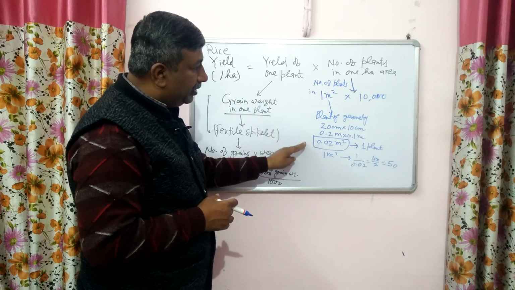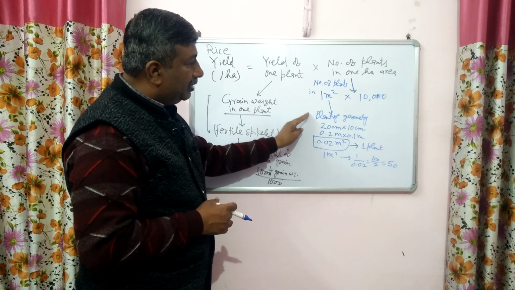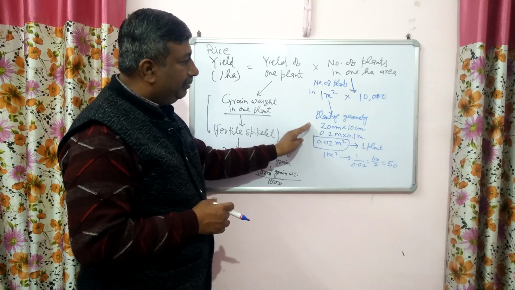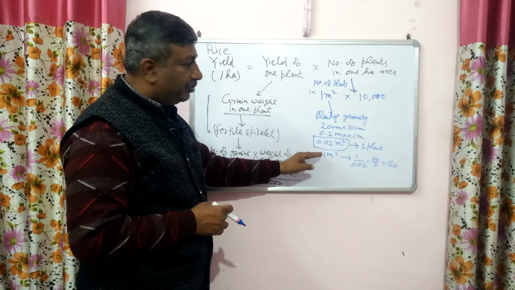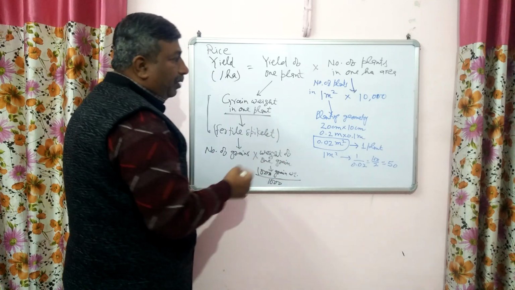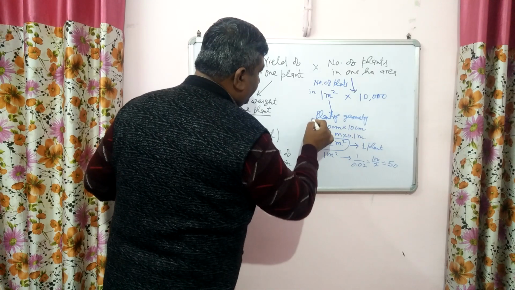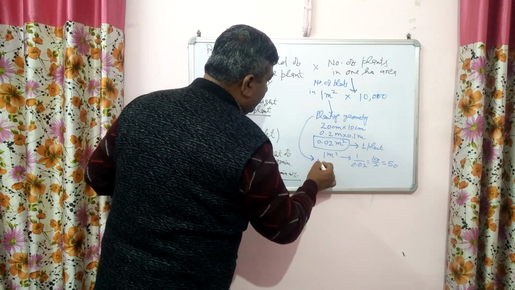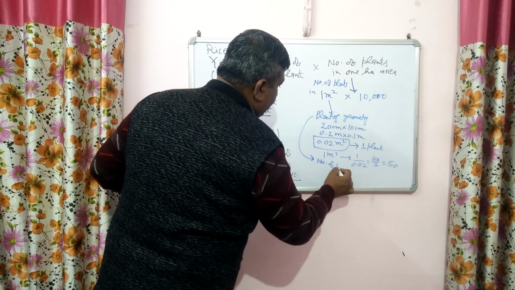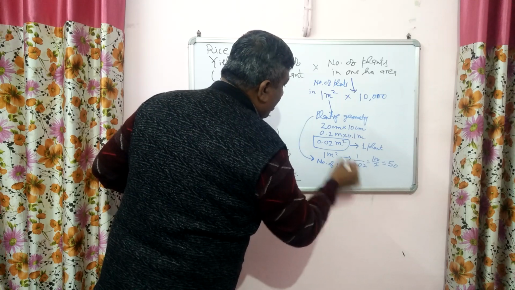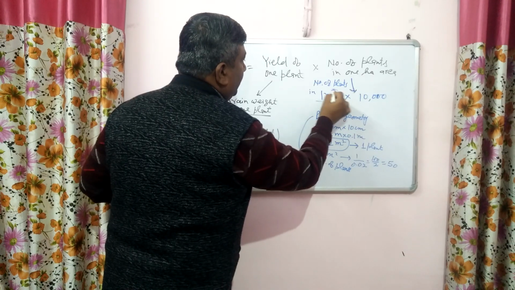Here also I have calculated and told you that with the planting geometry of 20 by 10 centimeter, this many plants, and how it is calculated. Okay, so planting geometry gives the number of plants in 1 square meter area.